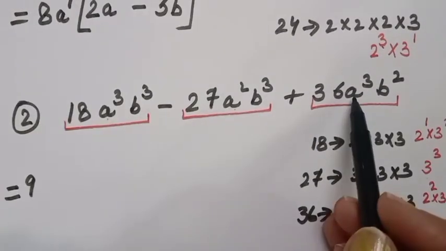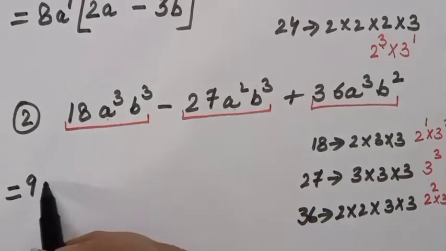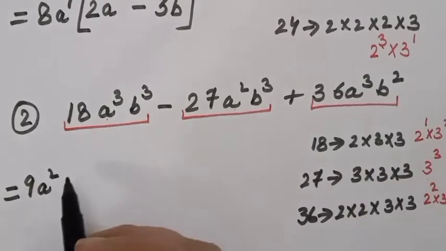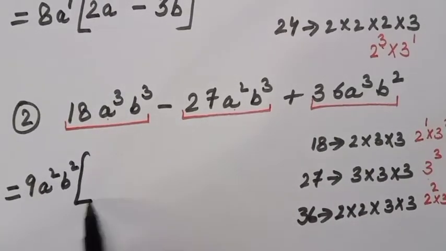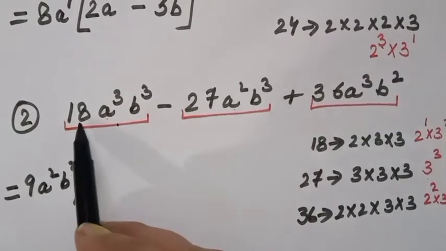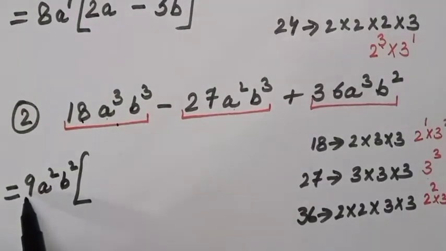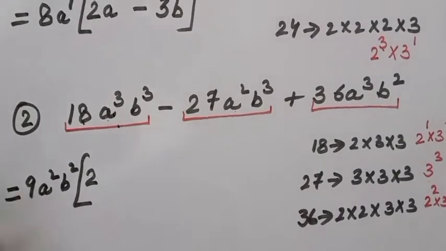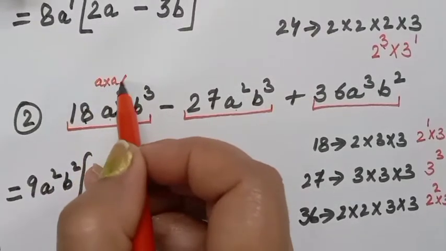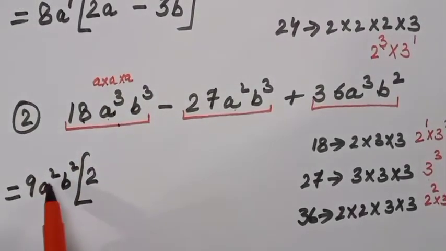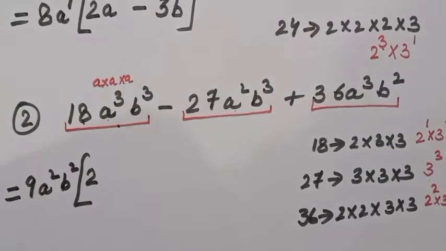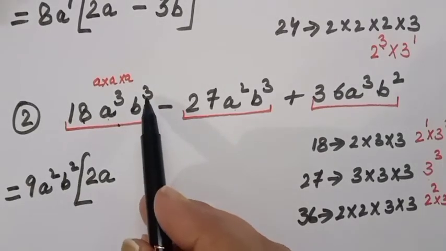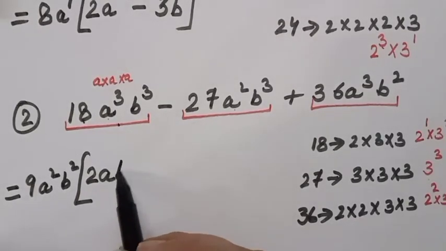Okay, now the lower power of a is a square. So we'll always take the lower power, and with b cube and b square, we'll take b square as a common factor. So now what is left with us from the first term? It was 18, 9 already came common. So what is left? Only 2. And there were 3 times a, that is a into a into a. So a square you have taken common, so you are left with only a single a. So you'll write this much. And for the b, again, there were 3 b's. Out of that, 2b you have taken common, so you are left with only 1b.